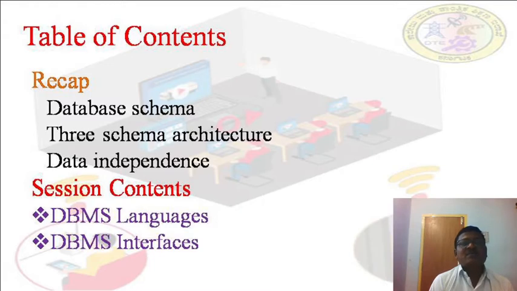Database schema describes the structure of the database, and in the three schema architecture we have levels, which we have studied. Data independence means we are able to change the data at one level without requiring to change at the next higher levels.